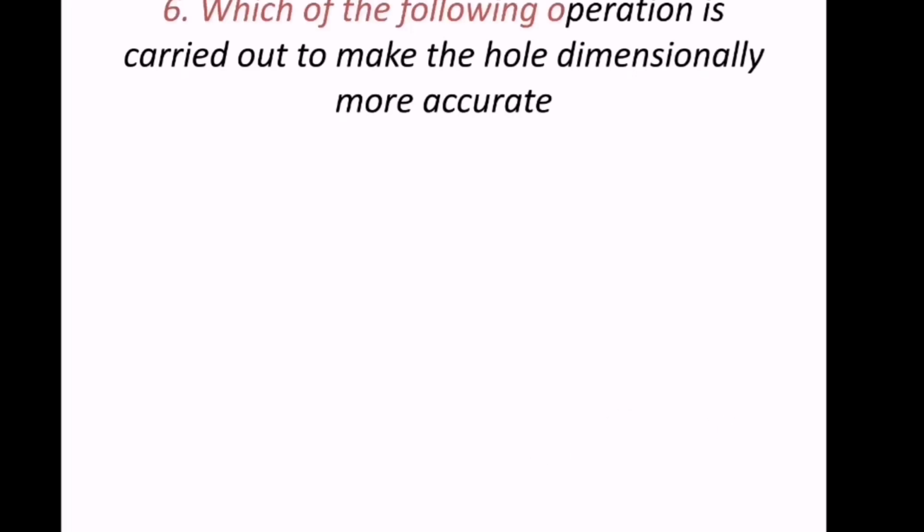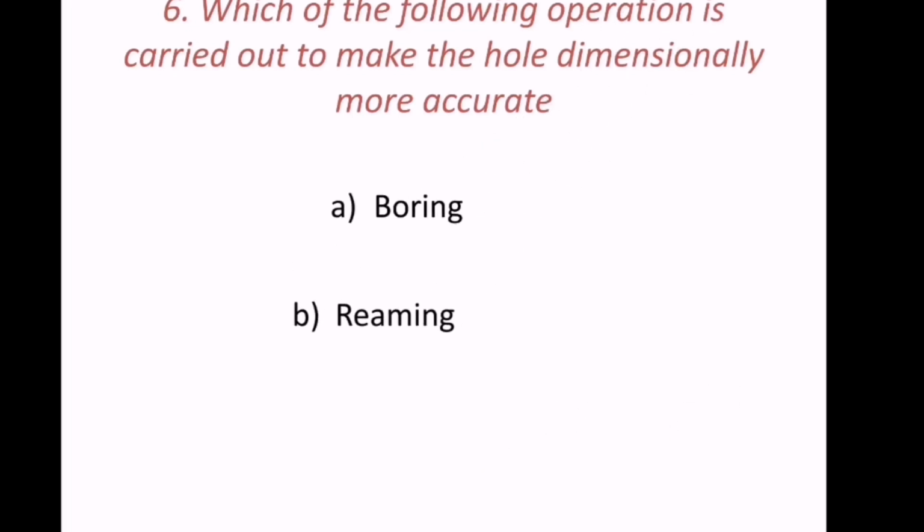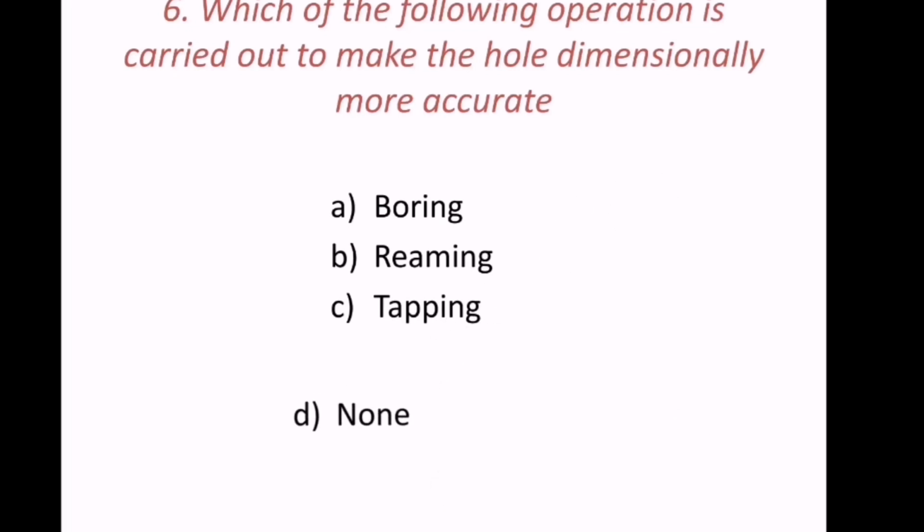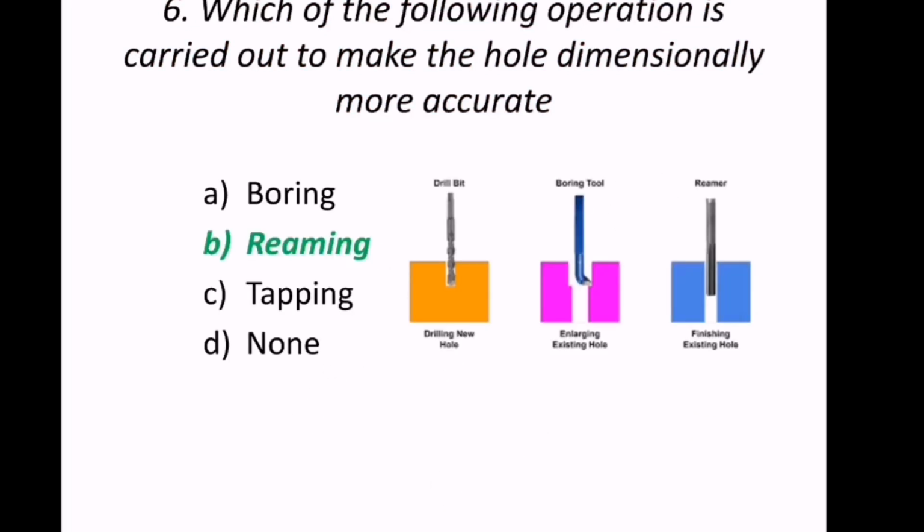Sixth question reads, which of the following operations is carried out to make the hole dimensionally more accurate? It may be boring, reaming, tapping or none of the above. Here the correct answer is reaming. We can see in the figures, the first one is drilling, in the yellow color figure. In the pink color figure, that is boring. The last one, the blue color figure, is a reamer. In reaming, an accurate hole is made.